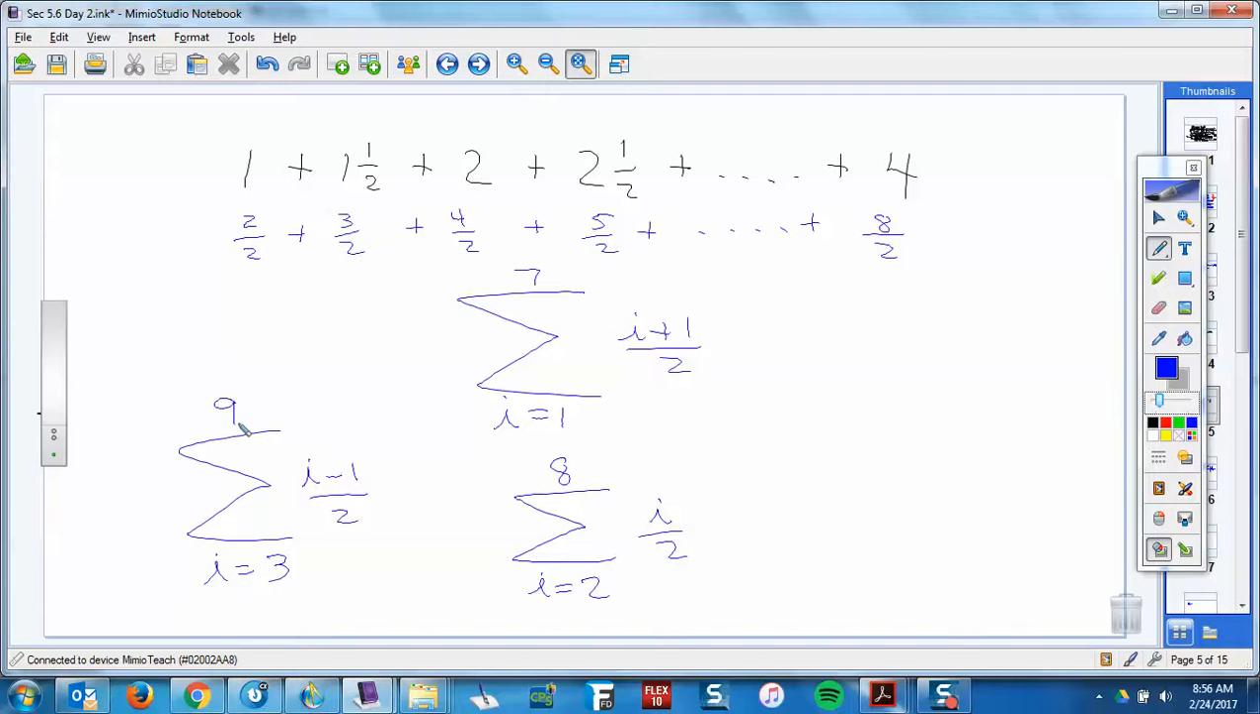We usually like to start I at 1. Just makes it simple, but you don't have to, right? And sometimes it's easier to write the sigma if you start it somewhere else. So it's totally up to you, if you were doing it. But a lot of times we start the I at 1.